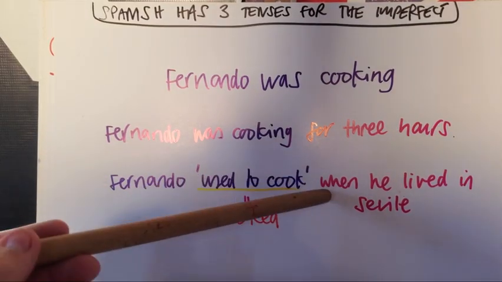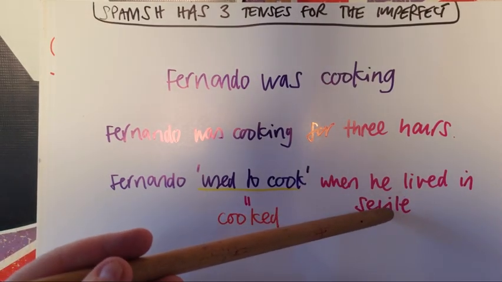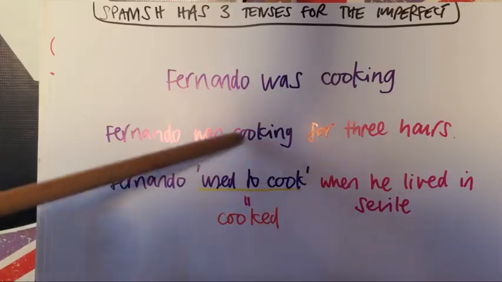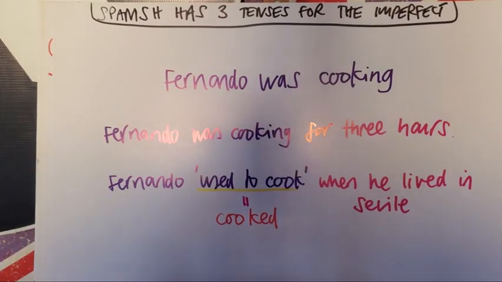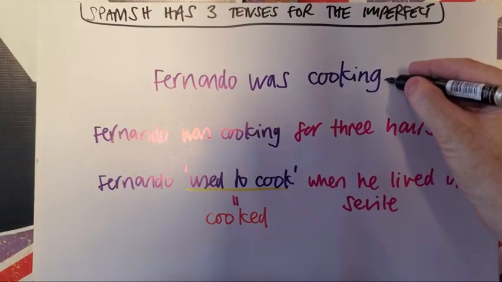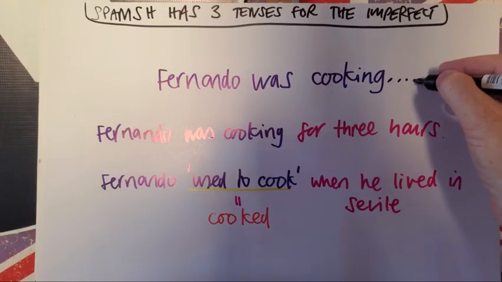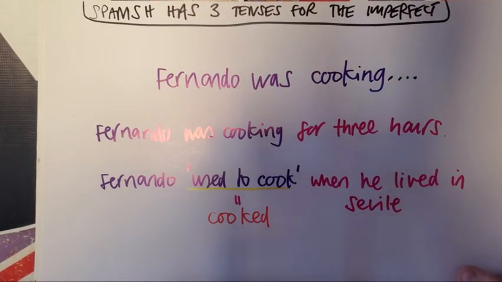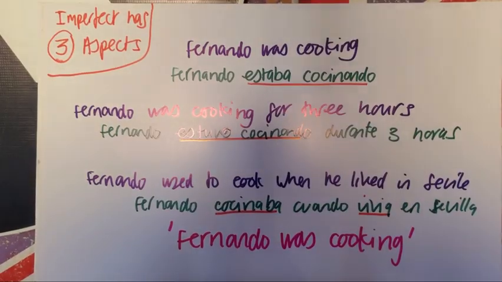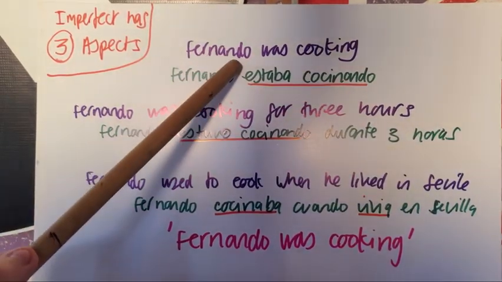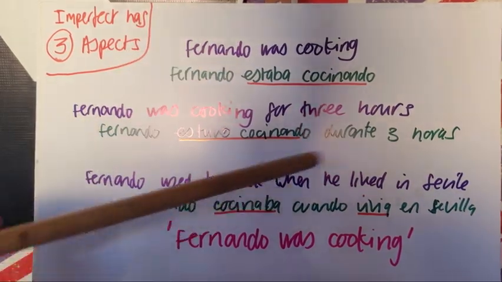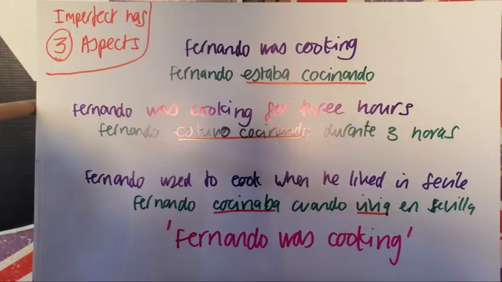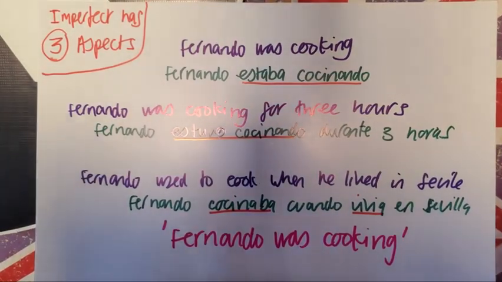Fernando used to cook when he lived in Seville. In Spanish, Fernando used to cook expresses how he was cooking. Spanish again has a different verb for when the action was repeated or used to happen over a period of time. In English, we just have was cooking. In Spanish, they don't. The imperfect has three different aspects, three different ways to form the compound was cooking.